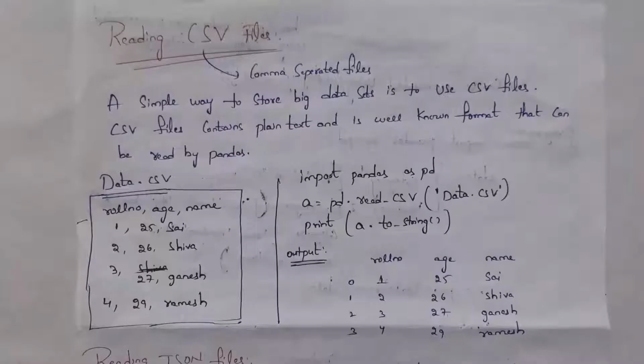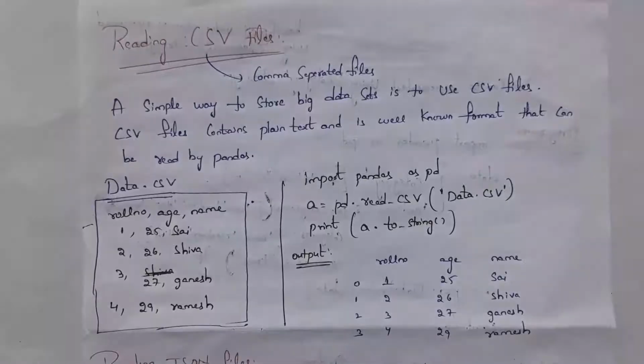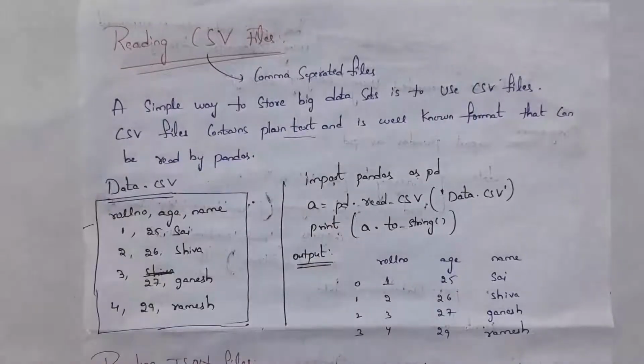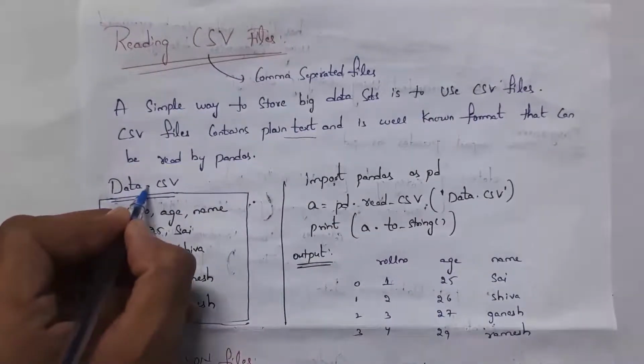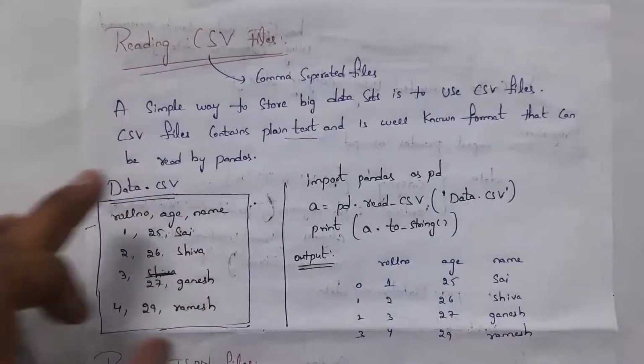This is my output. Next I will explain how to read CSV file using pandas. Guys, CSV stands for comma separated files. Basically the CSV file contains huge amount of data that is in the form of plain text. For example, my file name is data.csv. This is same like text file. For example, this data.csv contains this plain text.